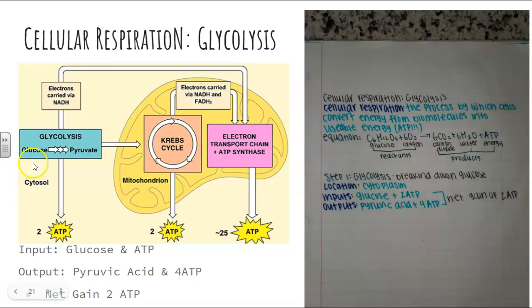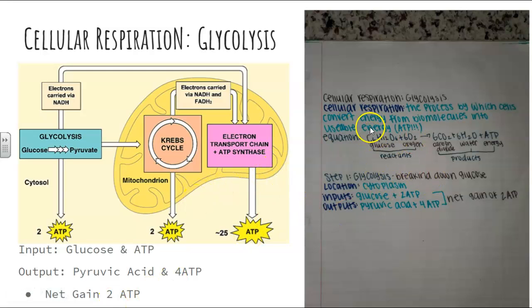What did I end up making? I made NADH, which are my electron Ubers that are going to go into the electron transport chain in a little bit. And I also made 2 ATP. Remember, I actually made 4, but I used up 2, so I only gained 2. So what is my input? I inputted glucose. I inputted ATP at the very beginning. What is the output? I made pyruvate, which is also pyruvic acid, and 4 ATP for a net gain of 2 ATP. And that's kind of what this is showing you.